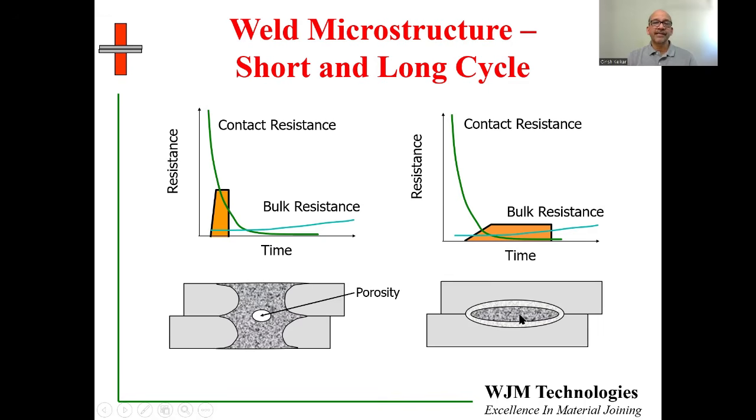Plus, because the heating is a little bit slower, it allows the electrodes themselves to actually remove some of the heat from the two surfaces and controls the size and shape of the weld nugget. Now, these I'm showing you in schematic form. Let's see what it actually looks like in a real cross-section.